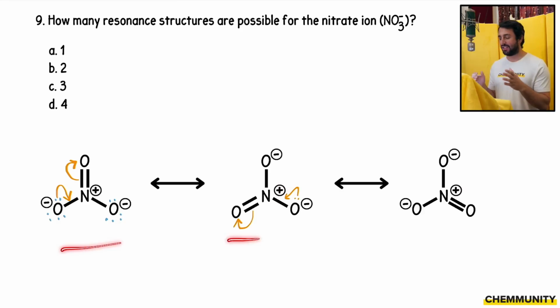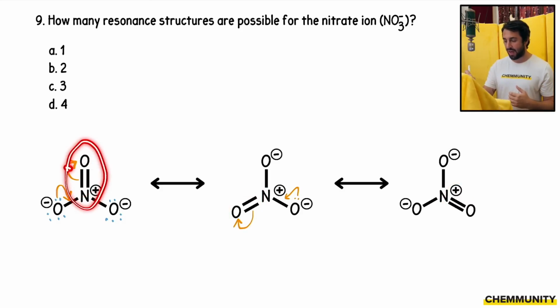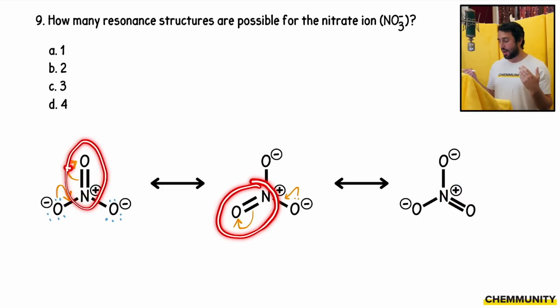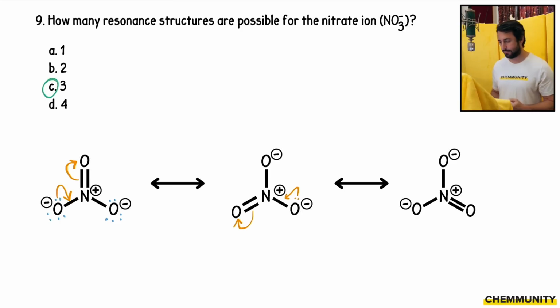The 3 possible resonance structures, again, we have nitrogen bound to 3 oxygen atoms, and we need a double bond to one of those oxygens, but it could be any of the 3 oxygens. We end up with one resonance structure with a double bond to that oxygen, another resonance structure with a double bond to that oxygen, and then a third resonance structure with a double bond to that oxygen. Those are the 3 possible resonance structures, so the answer is C. 3.